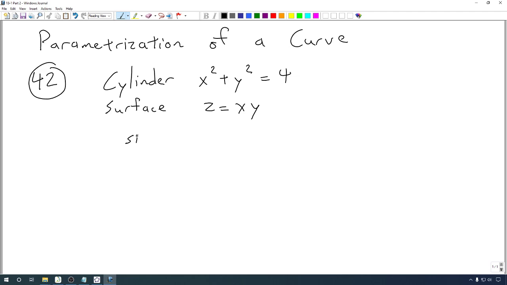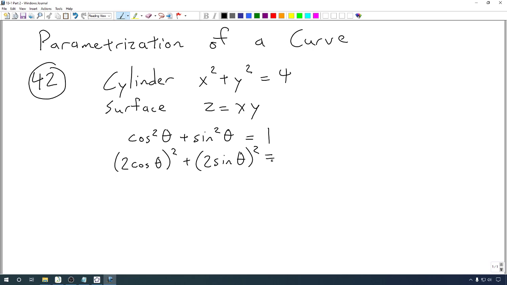Basically, we use the fact that we know about the Pythagorean identity for sines and cosines, and we can turn that into a way of working with this. So remember, actually, let's start with cosine squared theta plus sine squared theta equals 1. Or if we were to multiply things by 2, say 2 cosine theta squared and 2 sine theta squared, we can pull out the 2, and that gives us a 4 on the outside. So if we were to replace x with 2 cosine theta and y with 2 sine theta, those x and y would satisfy x squared plus y squared equals 4. So that's what we will actually do.